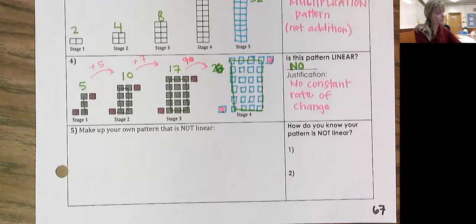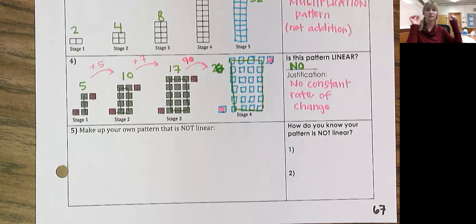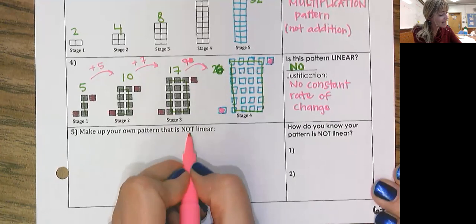Okay, the last thing you need to do on this page, and you can pause me if you need more time, but you need to now try to make up your own pattern that is not linear. We're not quite done. We're going to flip the page over and work through the other side so you can really clearly see linear versus non-linear. But right now, pause me if you need a second and draw your own pattern. Do at least 3 stages. You can do more than that if you want, but make up a pattern that is not linear.